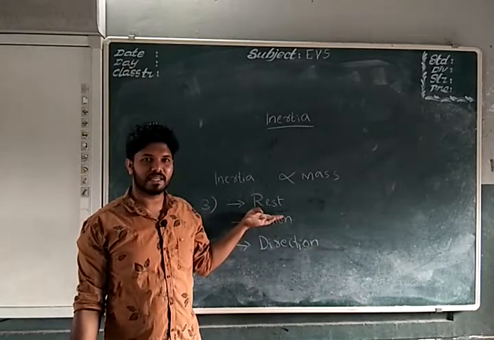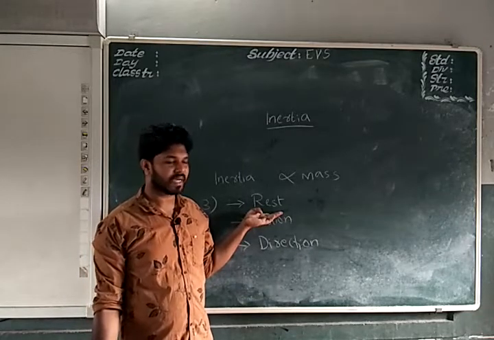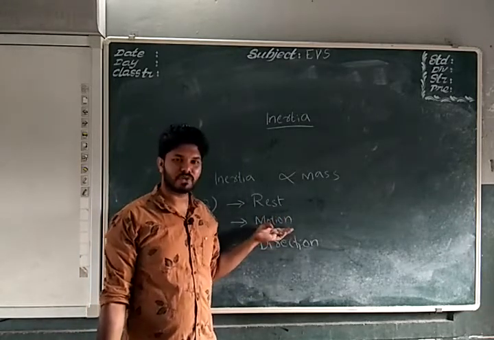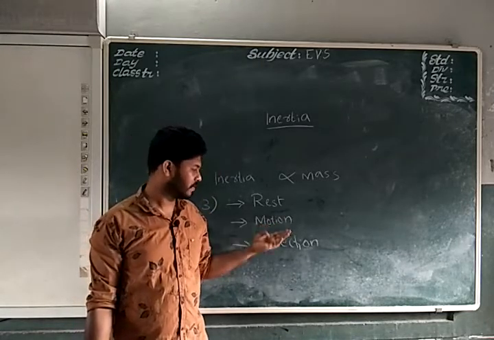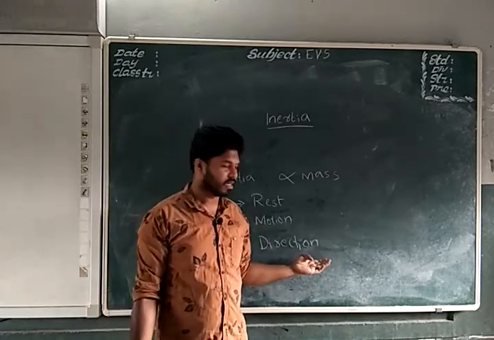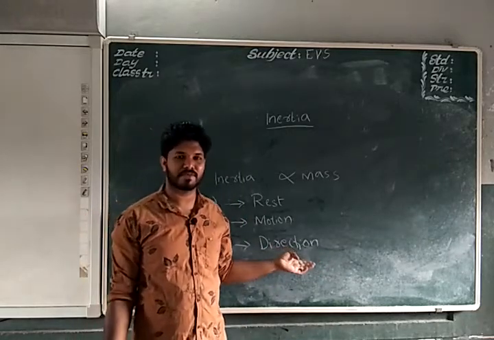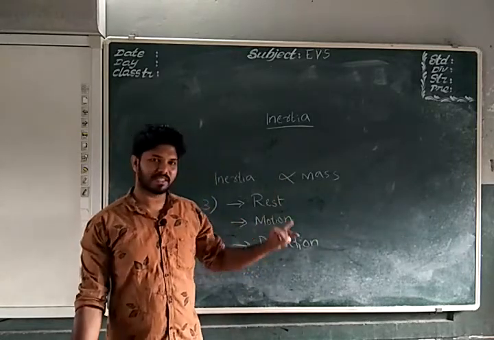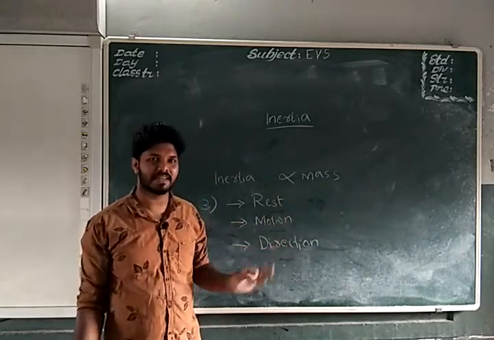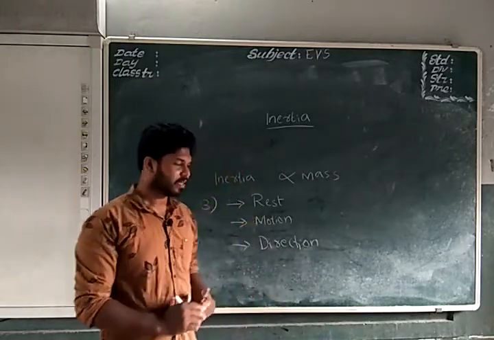Inertia of rest is the inability of a body to change its state of rest by itself. Inertia of motion is the inability of a body to change its speed by itself. Inertia of direction is the inability of a body to change its direction by itself. So that is the three inertias: inertia of rest, inertia of motion, inertia of direction. Now let us go to the examples so you will understand more clearly.